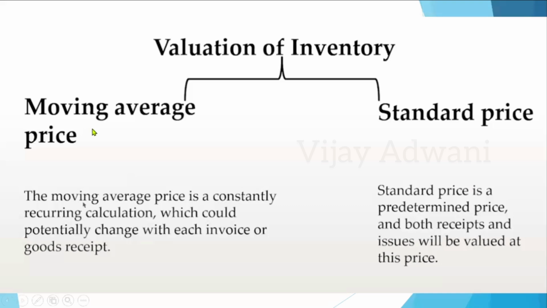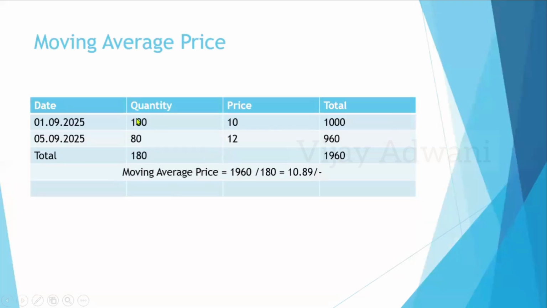But when we talk about moving average price, it goes on changing. Okay. It is a recurring calculation. With every invoice, you will have a different price, and accordingly, the average price will be calculated each and every time. Okay. So this is an example of moving average price. You can see in this case, on 1st of September, you have 100 quantity at the price of 10. Then on 5th of September, you have another 80 quantities at the price of 12. So finally, you are going to take the average. You see that the total value 1960 is divided by 180, and that's the moving average price 10.89.